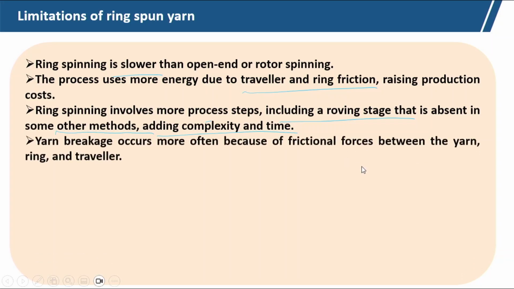Yarn breakage occurs more often because of frictional force between yarn, ring and traveler. So, in ring spinning there will be more stoppages due to breakage because of the high frictional force, which adds defects in the yarn. One breakage will add one defect. Maybe with a modern splicing system it is handled, but there will still be defects, and it will affect the productivity.